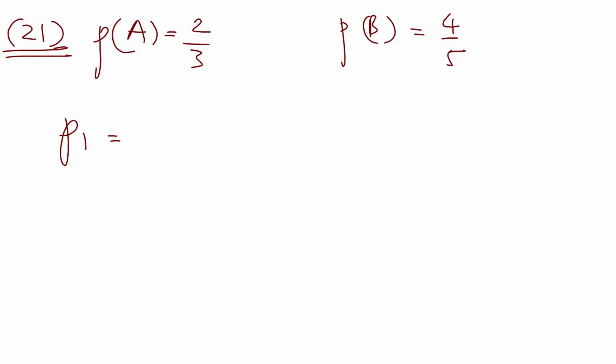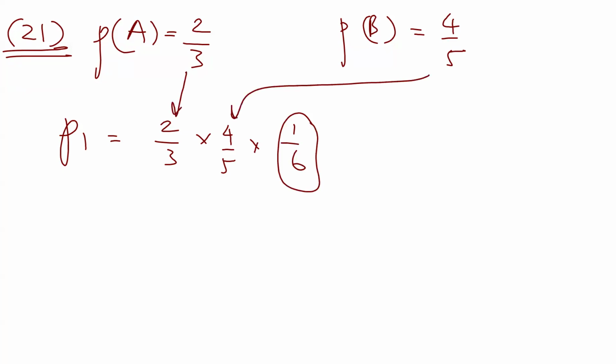So let P1 be the probability that they are agreeing that a black ball is drawn, and both the statements are true. Both are agreeing, and in reality, a black ball is drawn. So 2 by 3 into 4 by 5 into 1 by 6. Now, why 1 by 6? B is also agreeing, and the probability of one black ball out of six balls of different colors is 1 by 6. So this will be 4 by 45. This is P1.